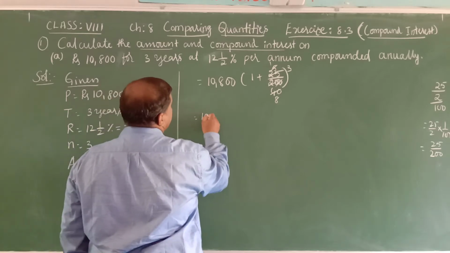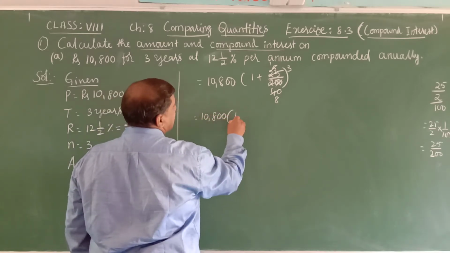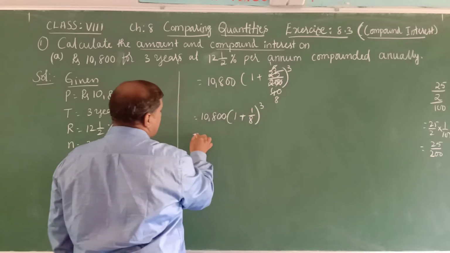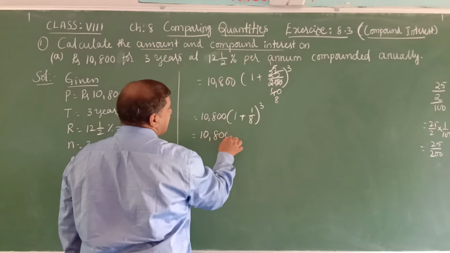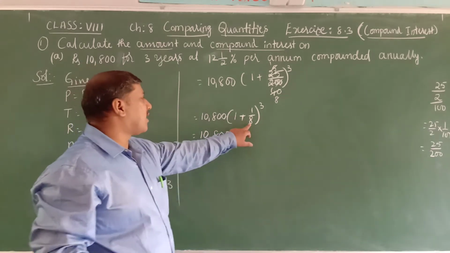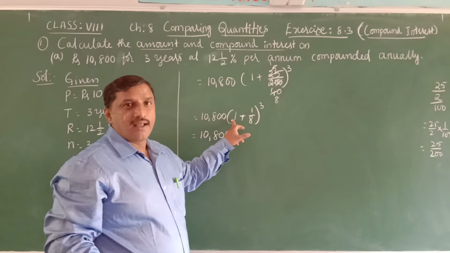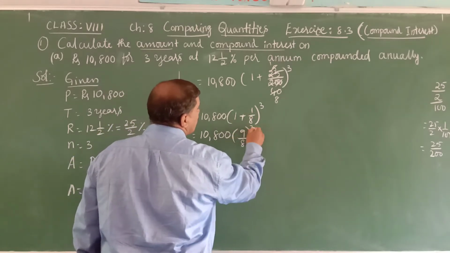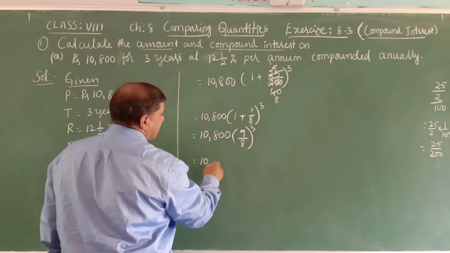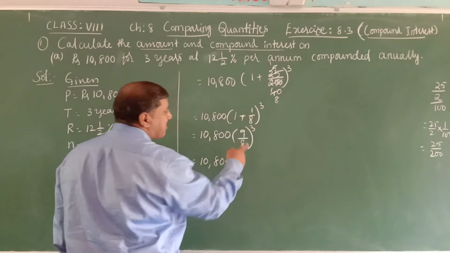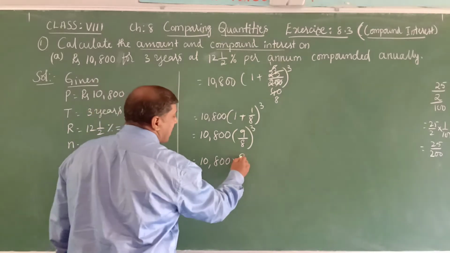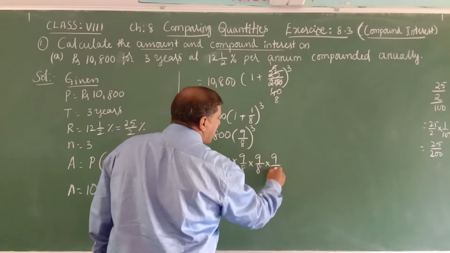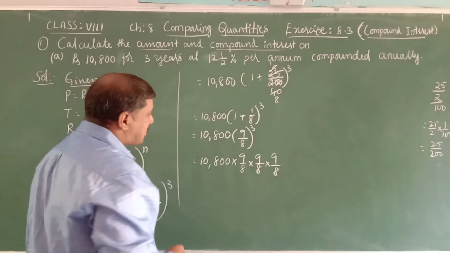Now it is 10,800 into 1 plus 1 by 8 whole cube. That is equal to 10,800 into, taking the LCM, 8 into 1 is 8 plus 1 is equal to 9, so 9 by 8 whole cube. That is 10,800 into 9 by 8 whole cube, which means 9 by 8 into 9 by 8 into 9 by 8. Now go for cancellations.